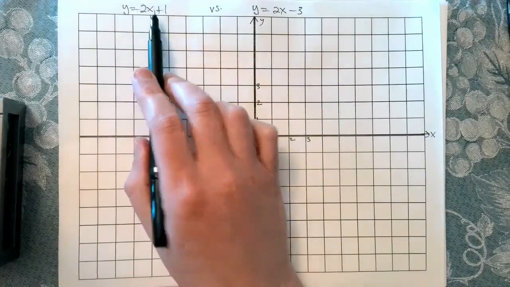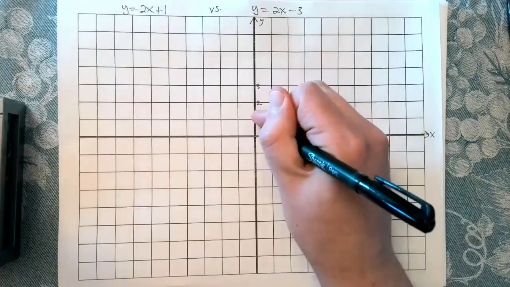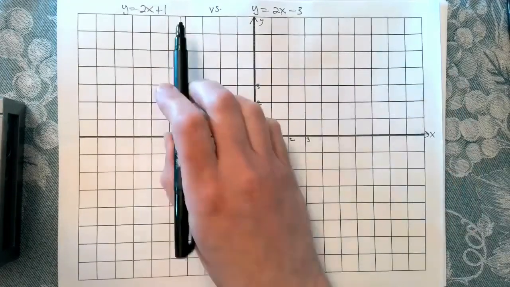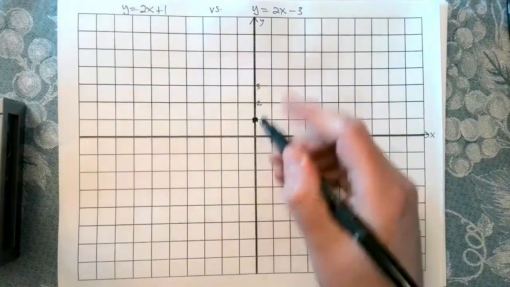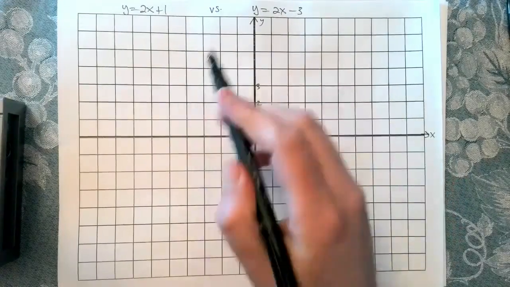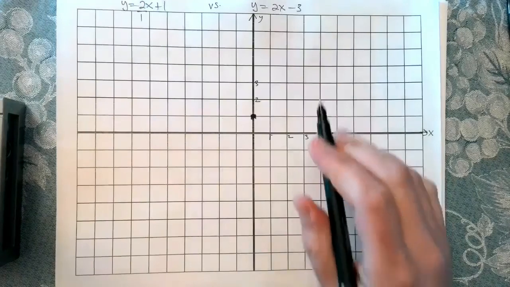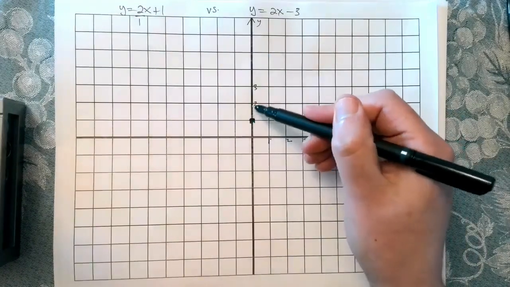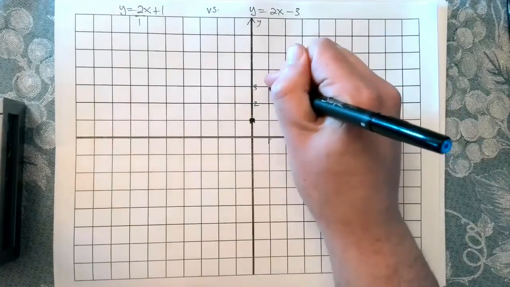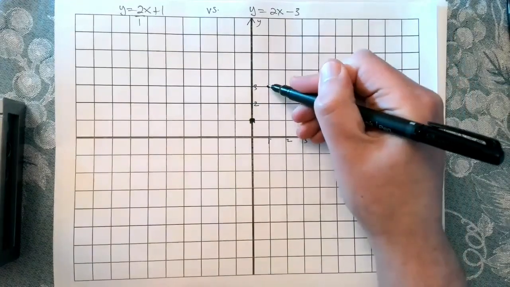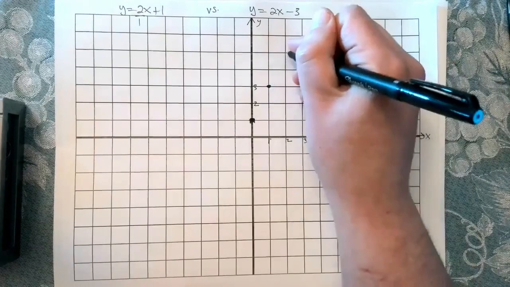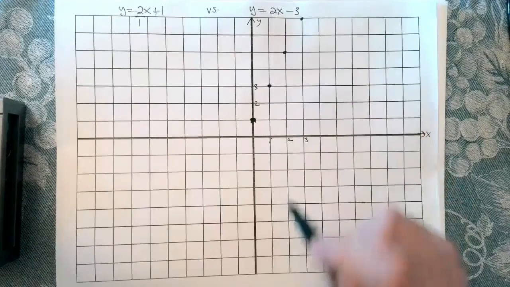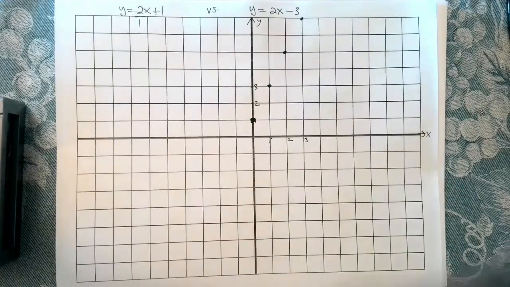For the first line, we know that the y-intercept is 1. Right? Or the y-intercept, this corresponds to the y-intercept. The y-intercept is actually (0, 1). And then for the slope, remember that's rise over run. And since that's positive, I would, of course, rise 2 and then run 1. So that'll be a point on the line. Rise 2, run 1. Okay, so my first line looks like this.